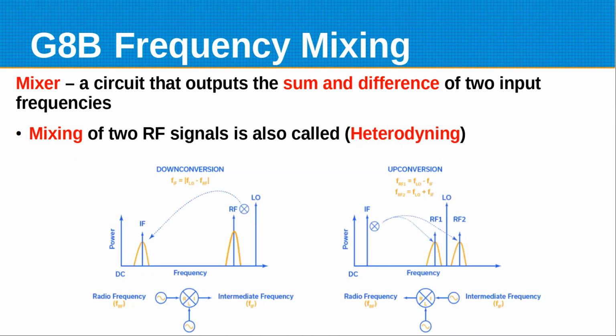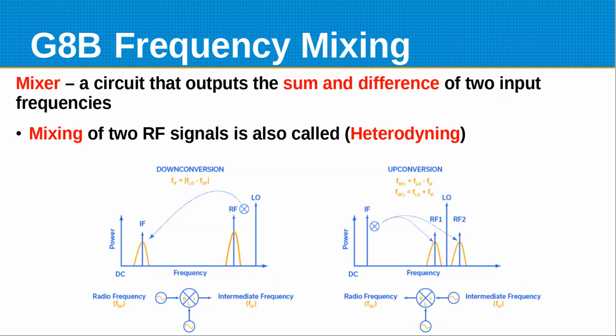Okay, so group B, we'll talk about frequency mixing. A mixer is a circuit that outputs the sum and difference of two input frequencies. And that process is also called heterodyning, where we're going to basically generate a new frequency by mixing two other frequencies. Now, in a normal mixer, you get the sum and difference of the two.